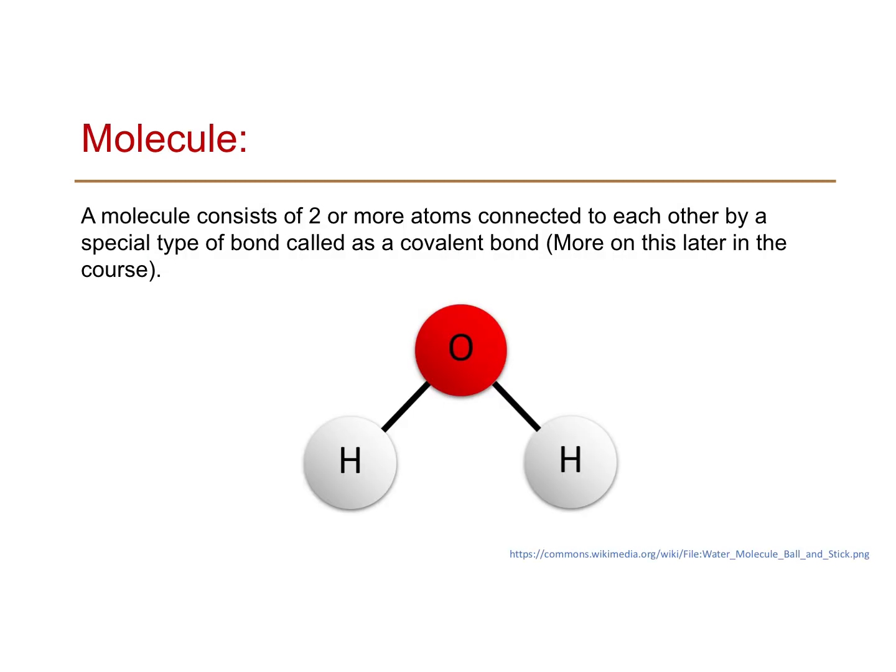Next, let us discuss what a molecule is. A molecule consists of 2 or more atoms connected to each other by a special type of bond called covalent bond. For example, if you take a glass of water, it consists of individual water molecules. Each water molecule is formed when 2 hydrogen atoms are covalently bonded to an oxygen atom.